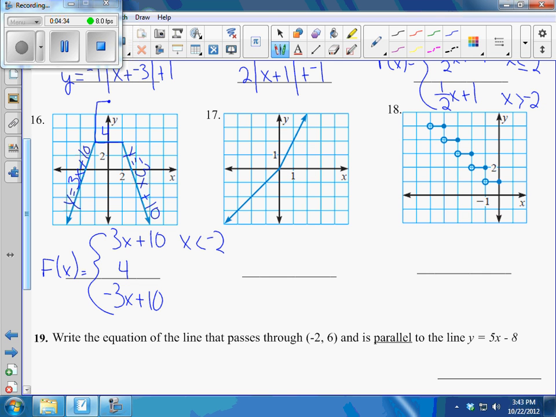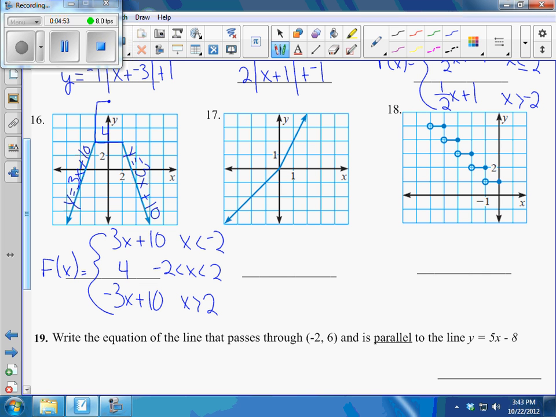My y flies by at 4 is in between negative 2 and 2. And my negative 3x plus 10 is when x is greater than 2. Again, they don't show if it's open or closed circle, so I just didn't bother putting any less than or greater than or equal to.